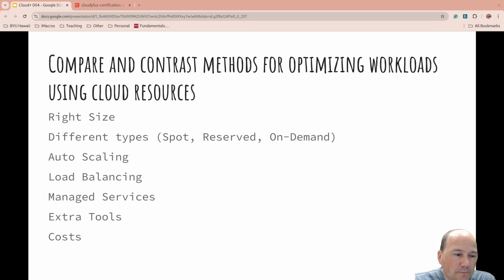So, compare and contrast methods for optimizing workloads using cloud resources. You need to right size what you're going to use. That way you're not wasting resources. You're only paying for what you need to use. Making sure it's the right size so that you can scale. If you're running something that's really big, is it possible to break it into smaller ones so that it's easier? Some types of workloads might need different types of systems.